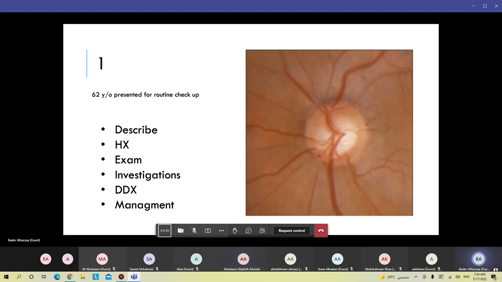Excellent. What systemic disease do you want to ask about? Diabetes, hypertension. Okay, the patient also has episodes of hypotension. Do you want to ask about ocular procedures? Yes. Any glaucoma surgeries, laser treatment, or cataract surgery, for example. Okay, good.